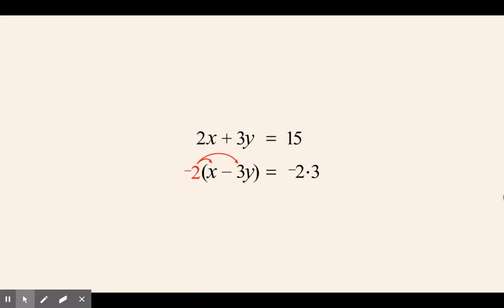Distributing the negative 2 multiplier to the terms in parentheses, we get negative 2x minus negative 2 times 3y, which we can write more simply as plus 6y. This is equal to negative 2 times 3, or negative 6. The x terms in these equations will now cancel when the equations are added.